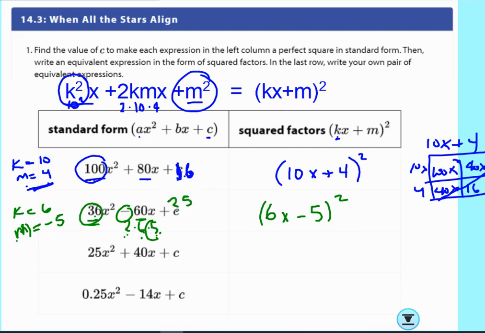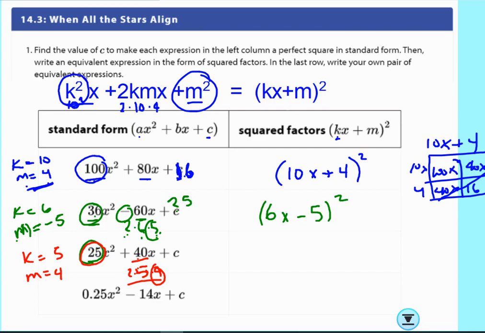Okay. All right. Here we got k equals 5, and m equals what? Let's break this down. This is 2 times 5 times m. 2 times 5 is 10. 10 times what? 10 times 4 is going to get me to 40, right? So m must be 4.